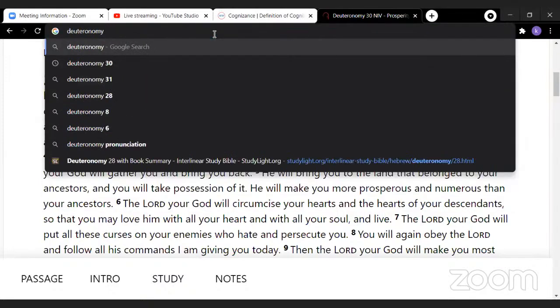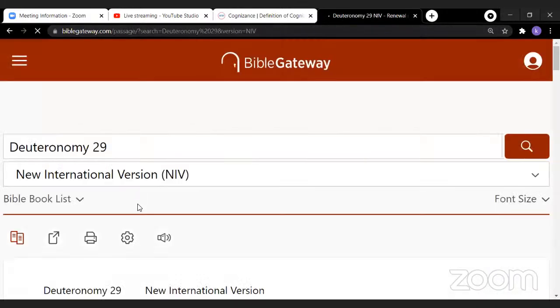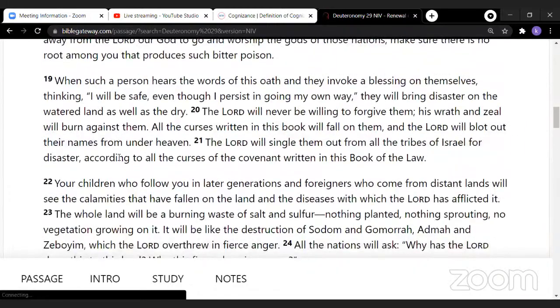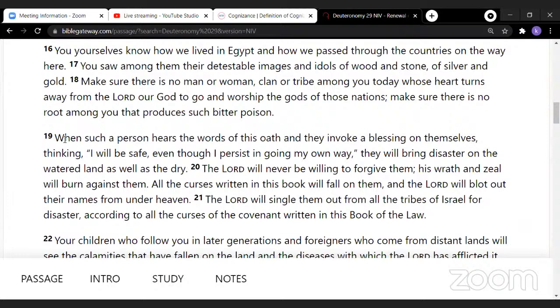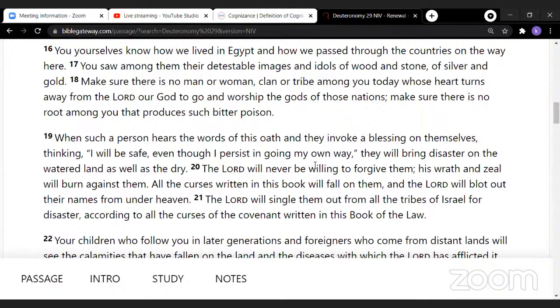What we opened up talking about, the effect or impact that this fear of hell, burning in hell, has on us. Deuteronomy 29, verse 19, verse 20. It says, and the Most High will never be willing to forgive them. Forgive them for what?